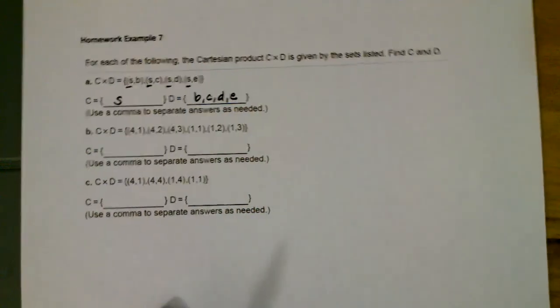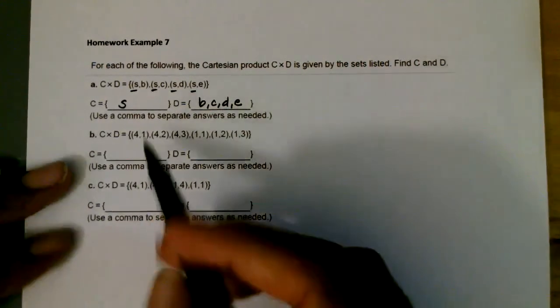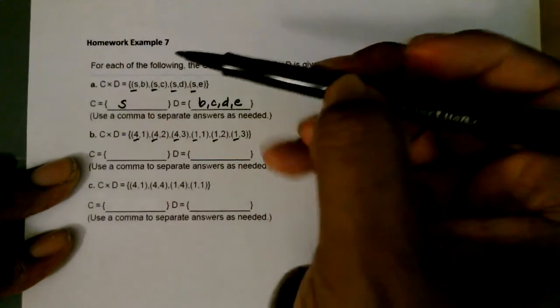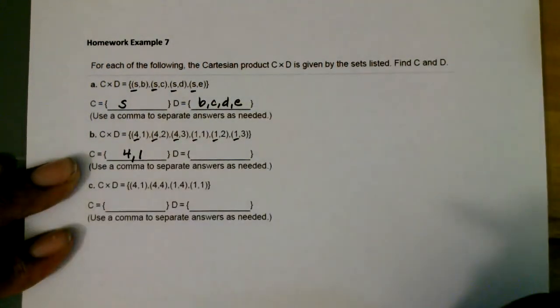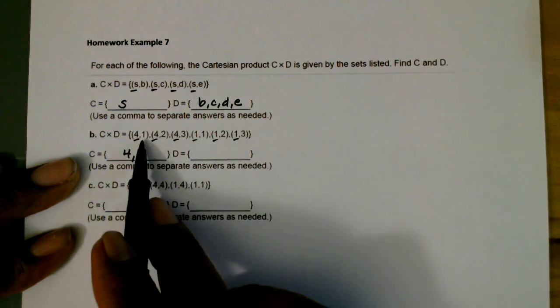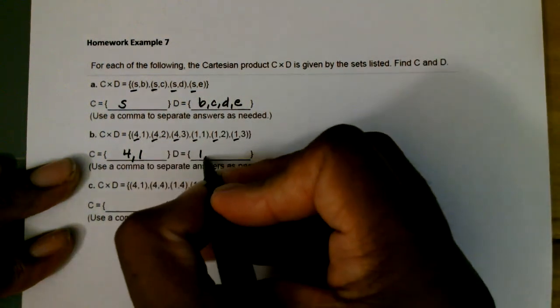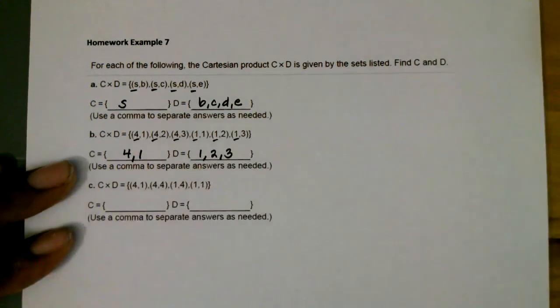And now for part D, the cross product of C and D came out to this. C will be coming from the first components in each ordered pair, which you can see that I'm highlighting here. I only have a 4 and a 1. So C had the elements 4 and 1. D will be your second components: 1, 2, 3, and again 1, 2, 3. So D had the elements 1, 2, and 3.